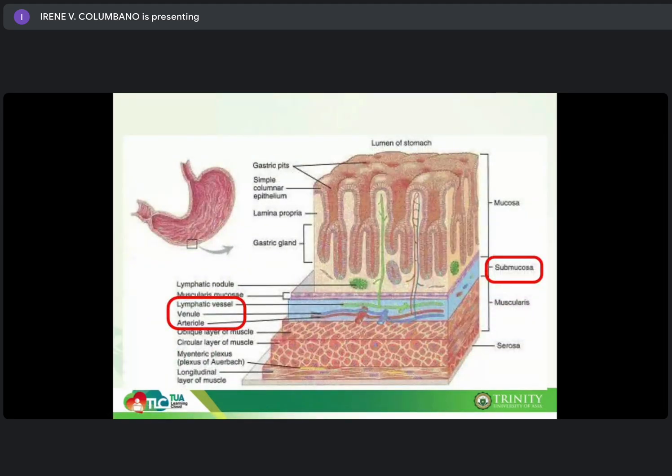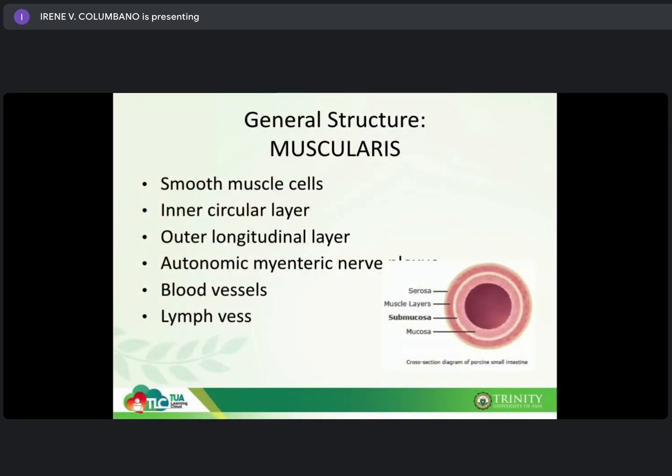So, submucosa, which includes the lymphatic vessels, venules, and arterioles for nutrients and blood supply. Muscularis, muscle, so smooth muscle cells, we have two layers, the inner circular layer and the outer longitudinal layer. It also has an autonomic myenteric plexus known as the Auerbach plexus. It is responsible for the contraction of the muscularis, which mixes and propels the food towards the ending, the anus.